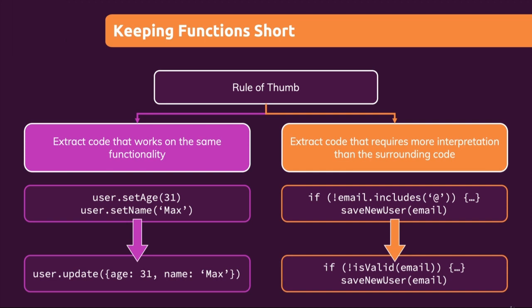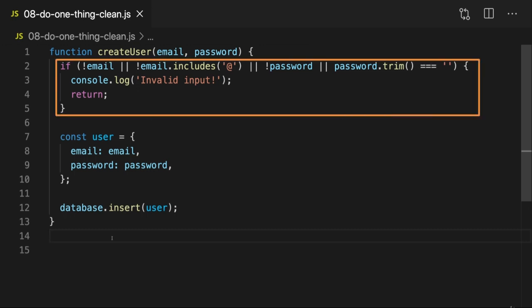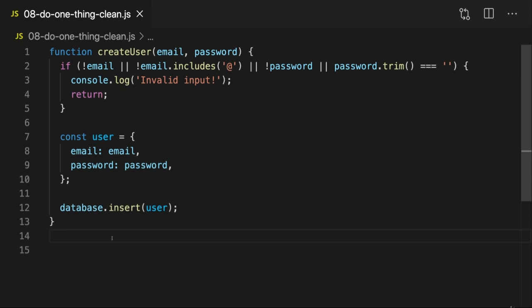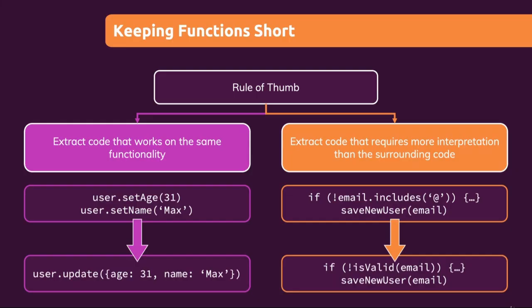And in addition, we've got code that requires more interpretation than surrounding code. This entire validation error handling part, as I just explained, requires more interpretation than this code down there. Especially calling insert on a database object requires very little interpretation because it is pretty clear what it does. It definitely requires less thinking from our side than this validation code at the beginning of this function. Hence, we've got multiple strong signs that we should refactor and split this function to make it cleaner.